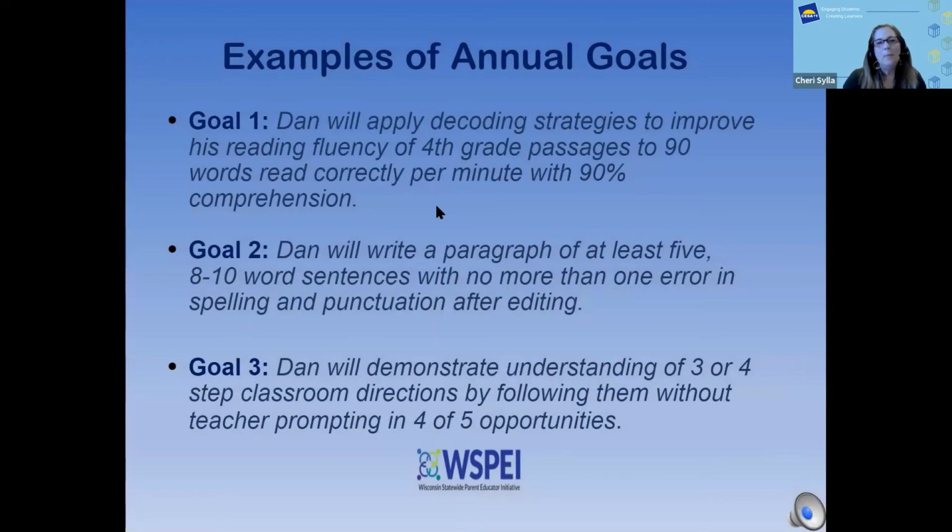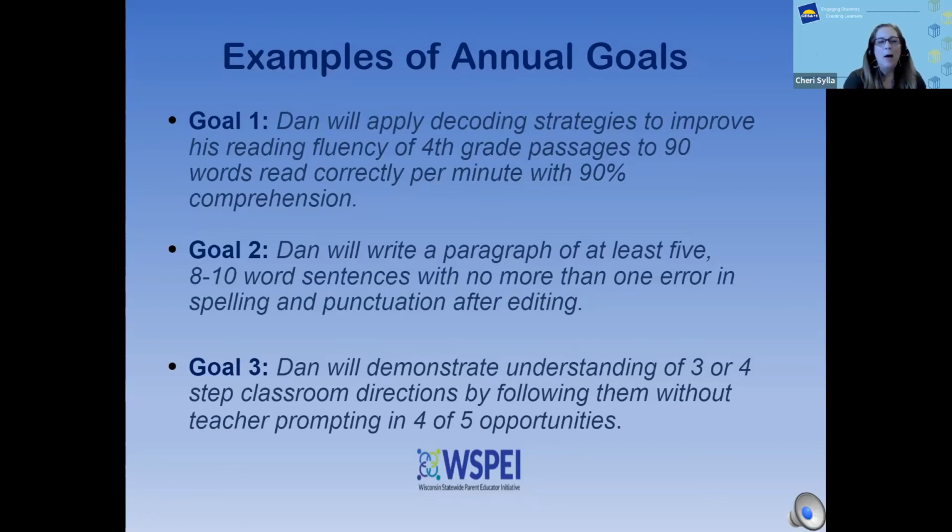And then I have an example here. These are examples from our grant and from DPI. And so as you'll see here, Dan will take that first one. Dan will apply decoding strategies to improve his reading fluency of 4th grade passages to 90 words read correctly per minute with 90% comprehension. So that's our goal, okay?